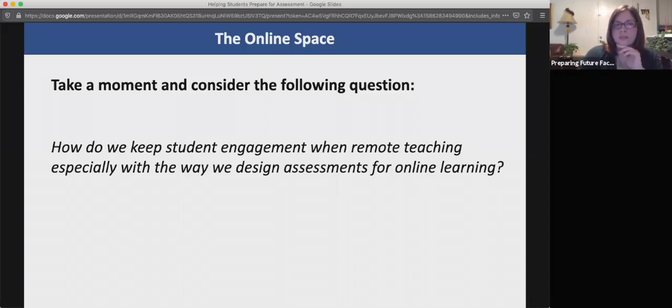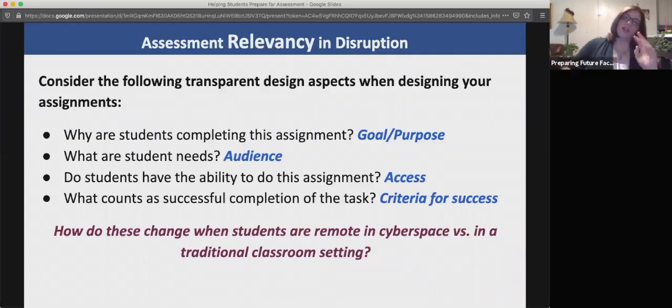Let's go ahead, because I'm actually going to give y'all the chance to try to tackle this. But before I cut you loose, you'll notice there's a word in the title of the slide that's a little bigger than everything else, and that's relevancy. One answer I'm going to provide to that question that we just pondered for a few seconds is in making assessments relevant to students, especially in the online space.